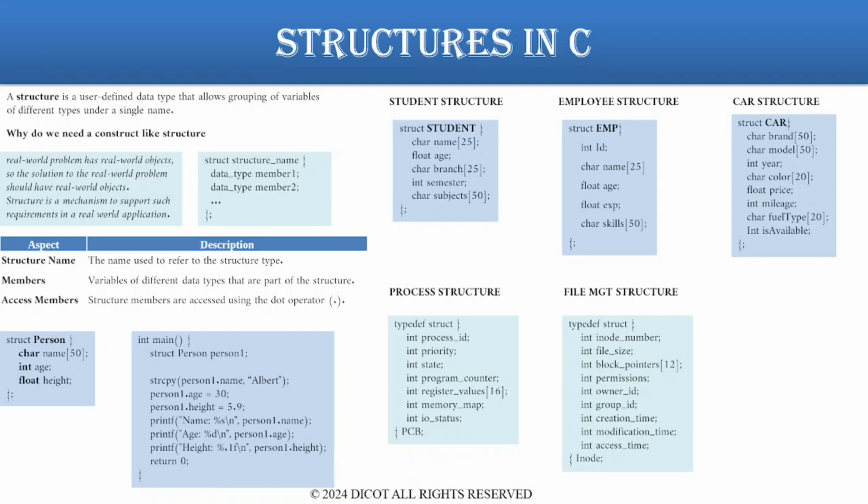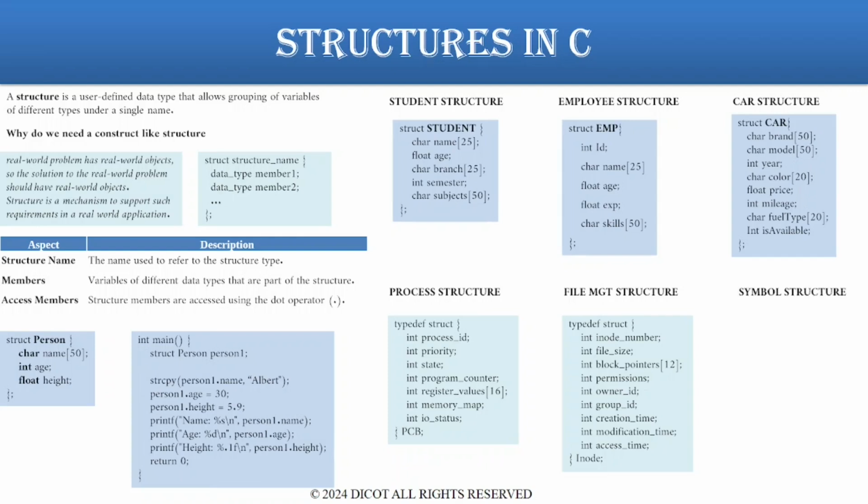Owner ID, the user ID of the file owner, once again an integer. Group ID of the file owner, once again an integer. Creation time, the timestamp when the file was created, an integer. Modification time, timestamp of the last modification. Access time, timestamp of the last access. All these data members are integers. So this is about the inode structure used by the operating system.